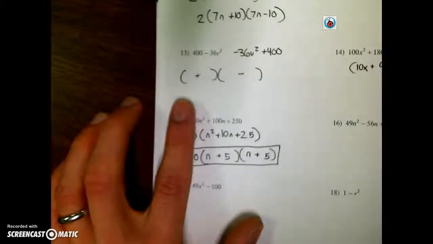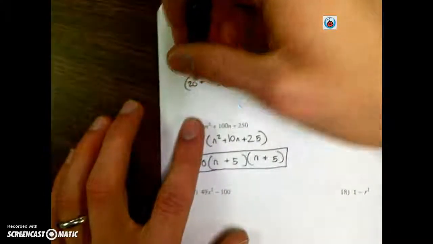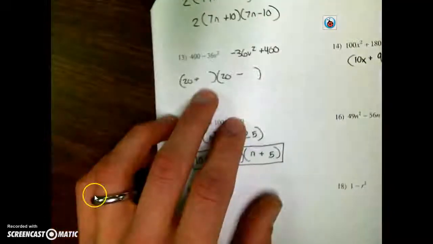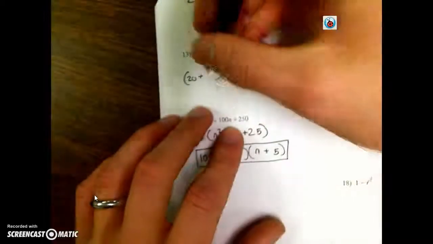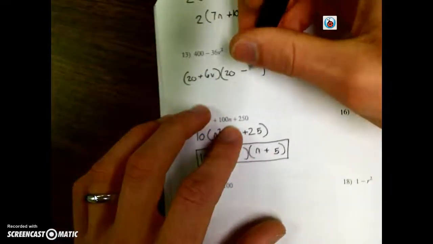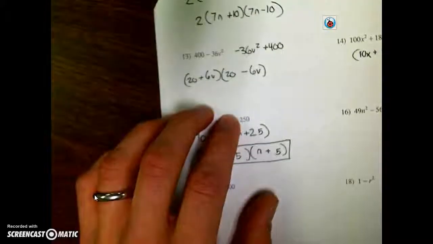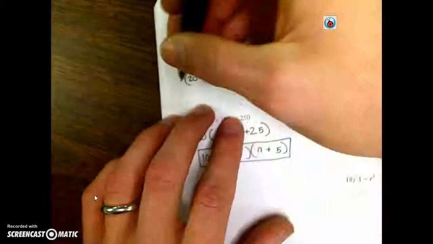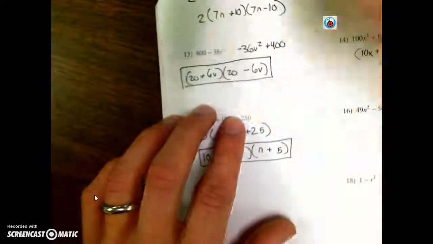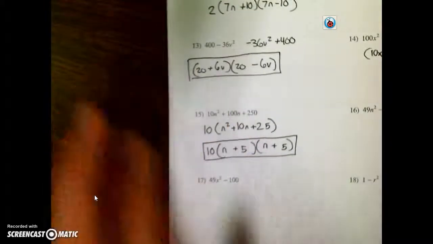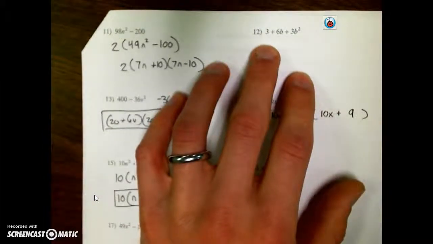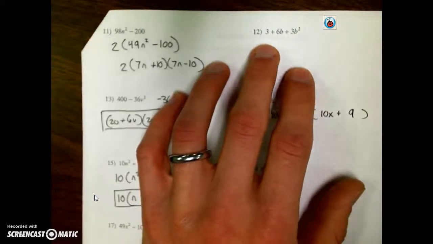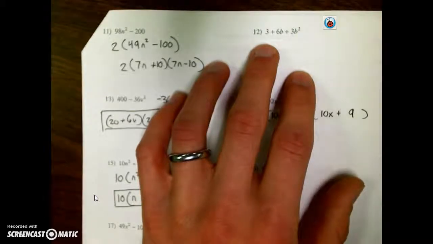Perfect square of 400 is 20 and 20. And then the perfect square of 36v squared is a 6v and a 6v. Right, so that could be our answer right there. On the difference of squares like this, it makes sense not to rearrange it. But on one like this, you may find yourself being able to more easily recognize it as an easier problem if you were to rearrange it like this.